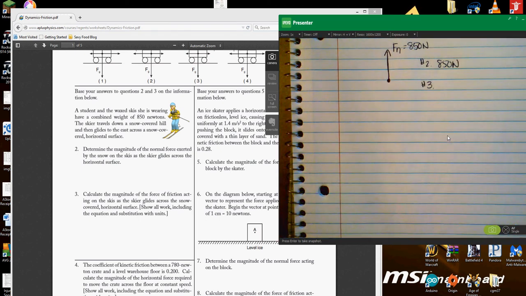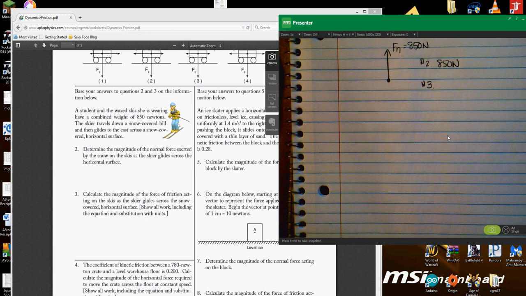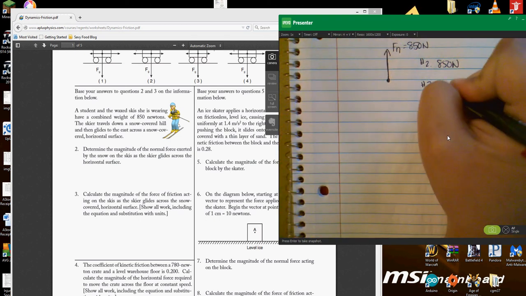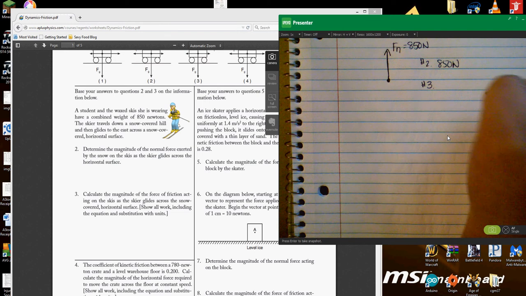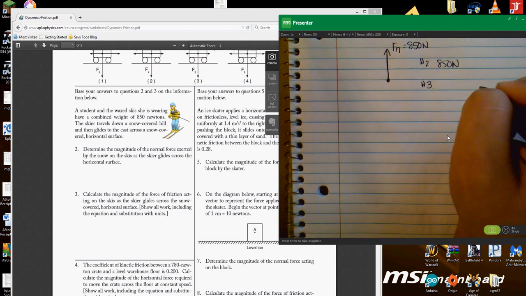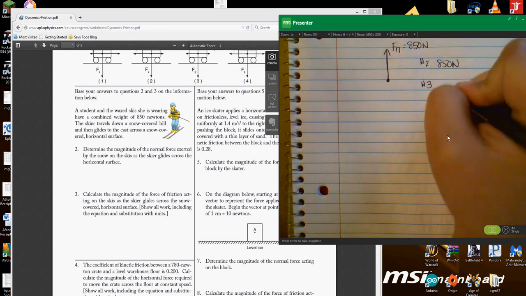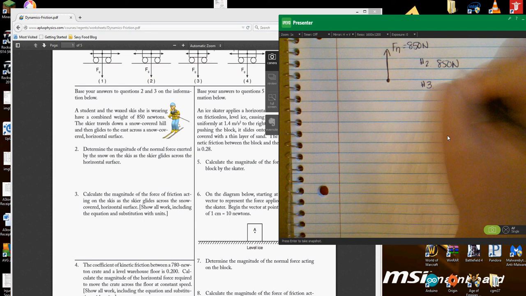Question number 3 is a little tricky because you have to know the coefficient of sliding friction between the wax skis and the snow, which is not given here, and I guess they just thought that you should know it. But first of all, when I'm looking at the magnitude of force of friction acting on the skis, that means I'm looking for force of friction. If I'm looking for force of friction, I'm using the coefficient of friction as my equation.